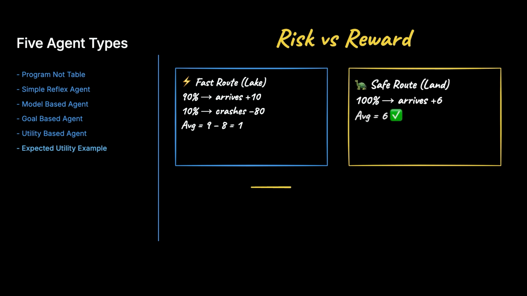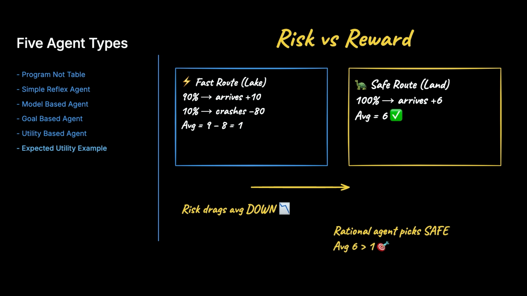The fast route over the lake usually arrives quickly, but sometimes crashes in the water, a costly disaster. The slow route always arrives safely. Although the fast route looks better at best, its risk drags its average down. So the rational agent picks safe.